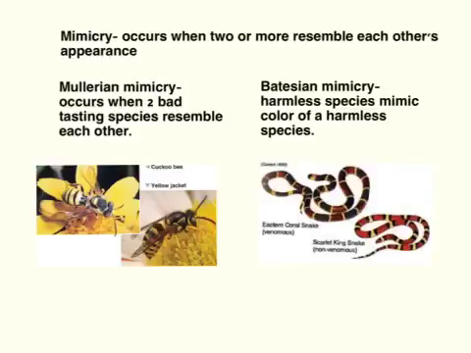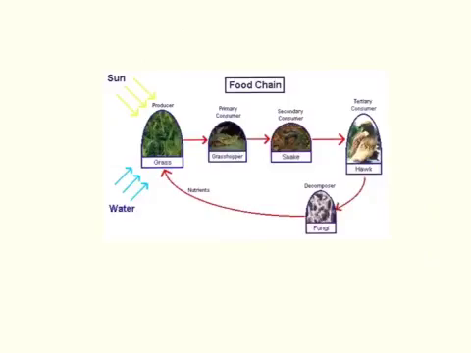So for example here, the snake, this is a non-venomous snake, but as you can see, it looks like this snake, which is venomous, and makes the predators think that it's actually this snake and it's harmless when it is actually not. Now we're going to talk about the food chain.